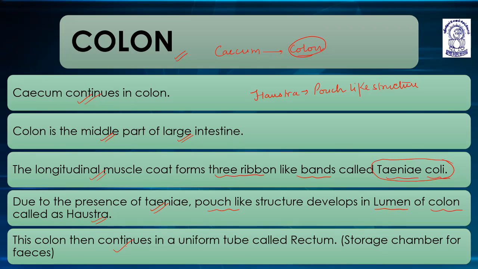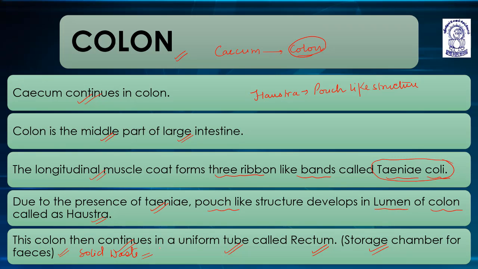This colon then further continues to form a uniform tube, which is known as the rectum. The rectum is meant for the storage of feces. The feces, the solid waste, is stored in the rectum.